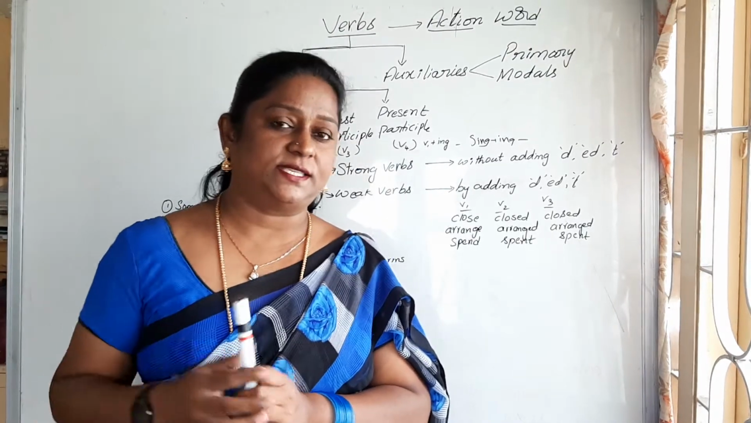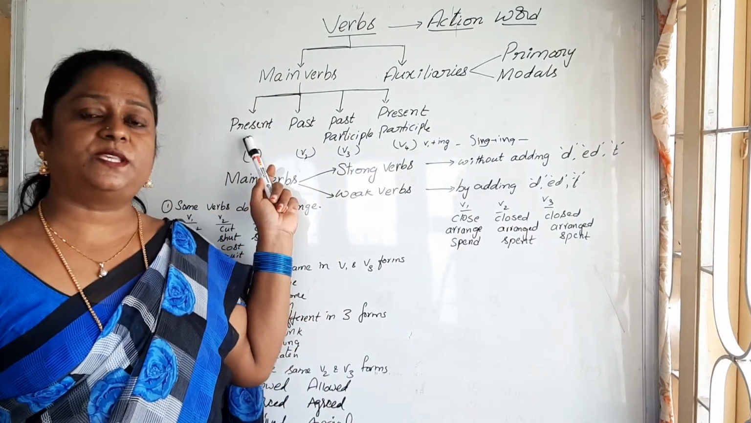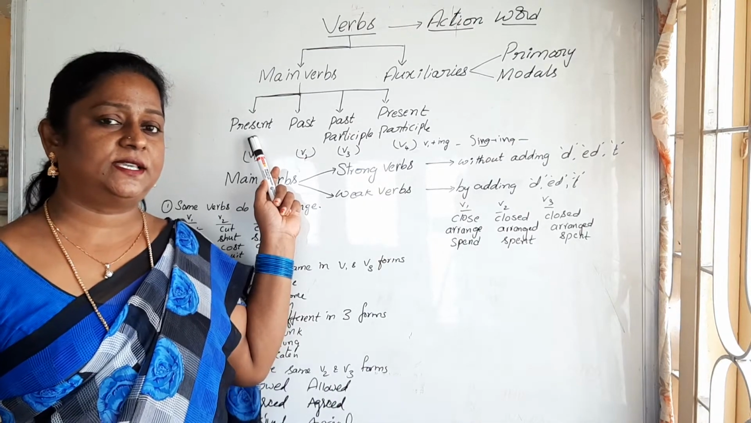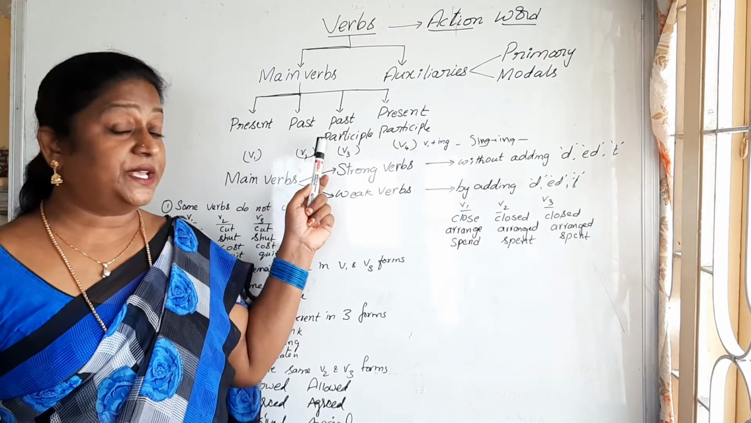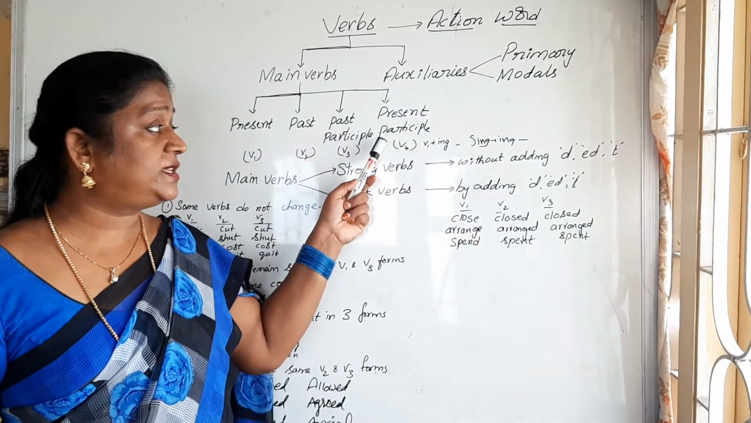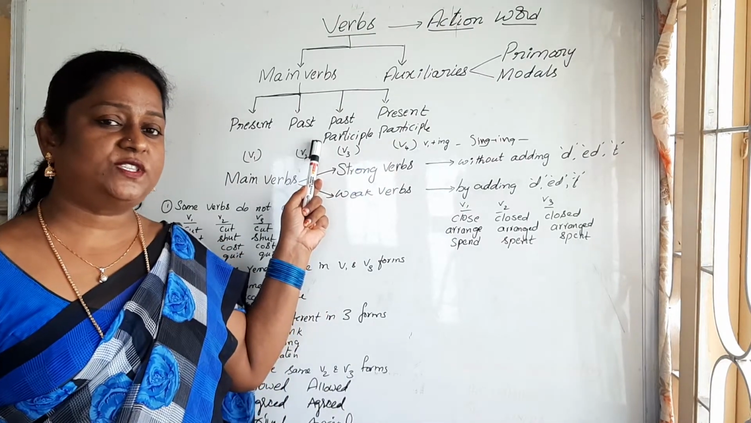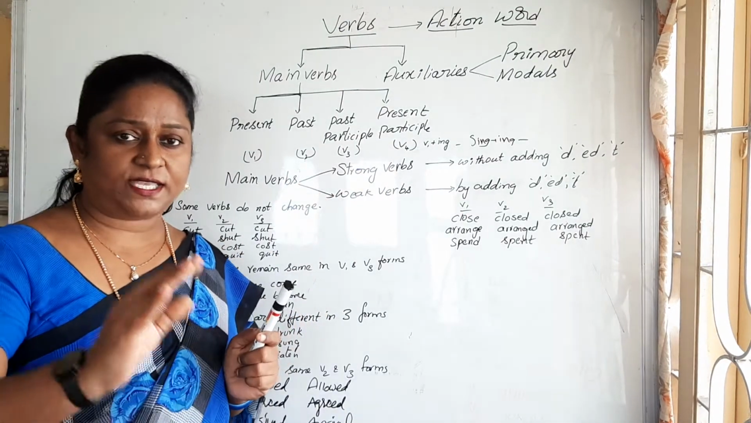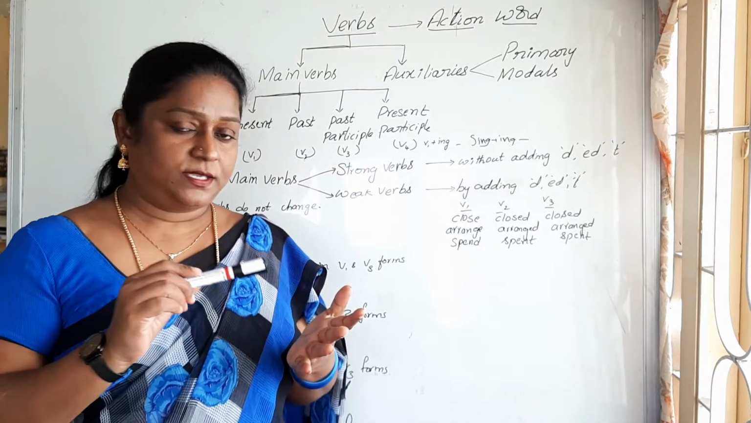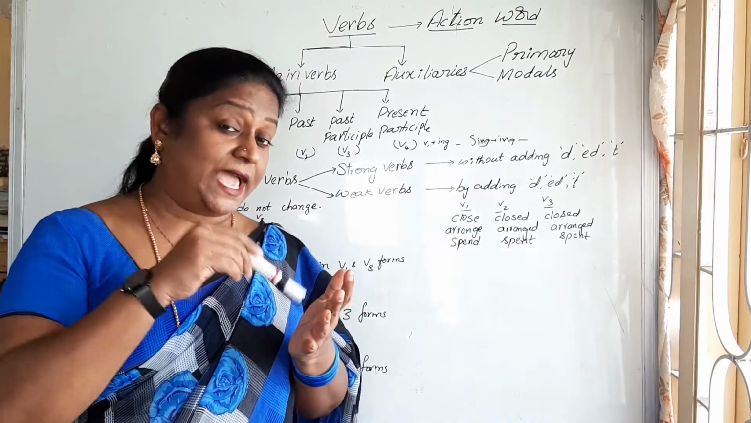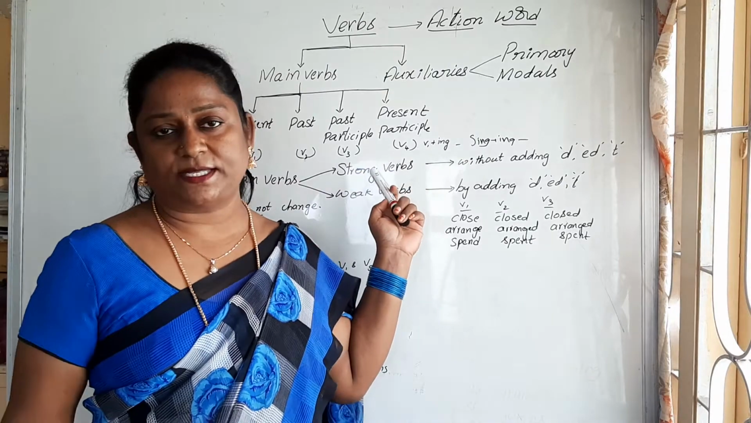In these 12 tenses, we use all these verb forms. Present verb forms are used in all present tenses. Past verb forms are used in past tenses. Present participle is used in continuous tenses. Past participle is used in perfect tense and also passive forms. Passive forms means what? We write active voice and passive voice. So in passive voice, we use past participle.